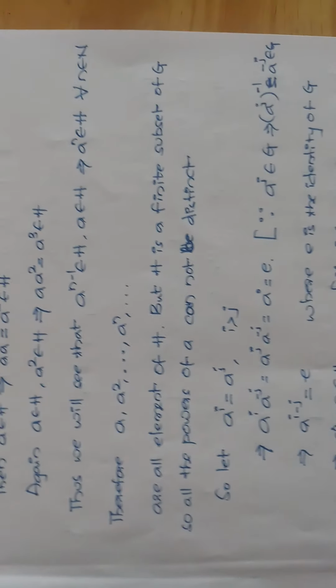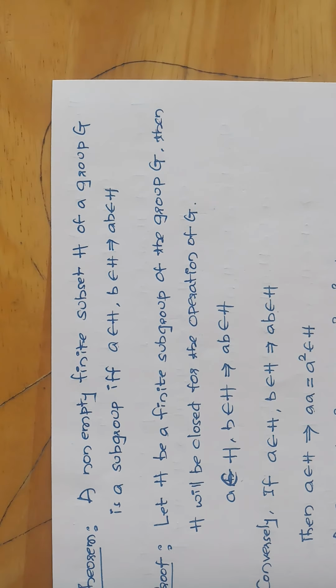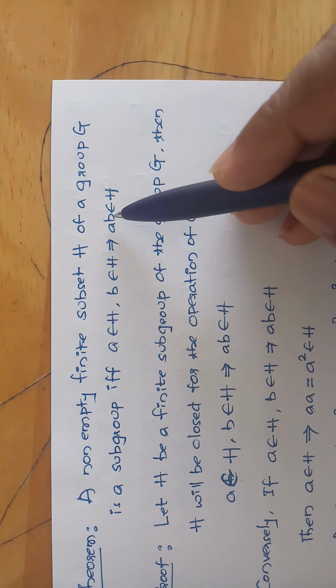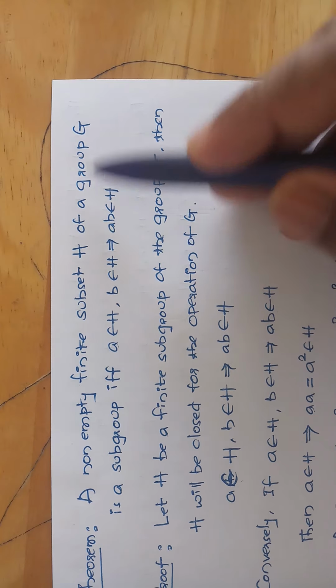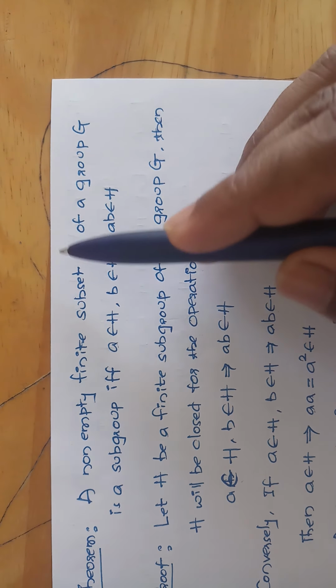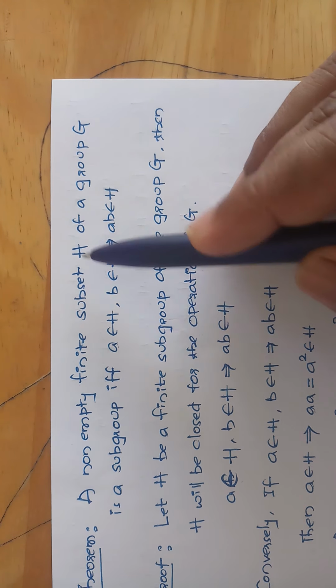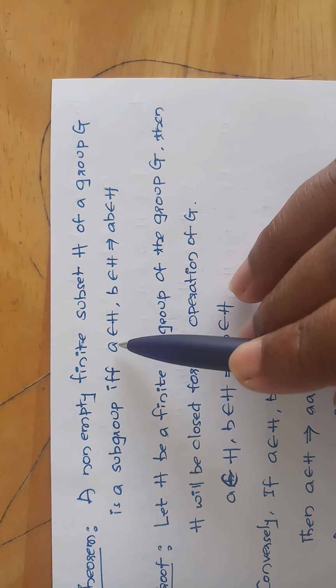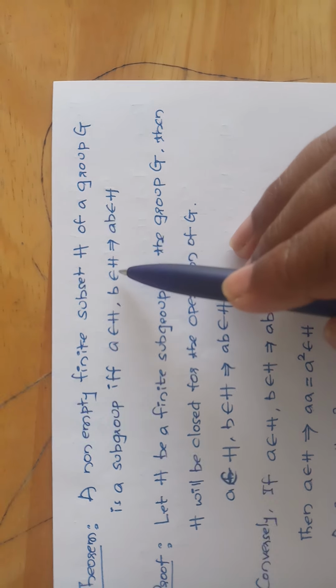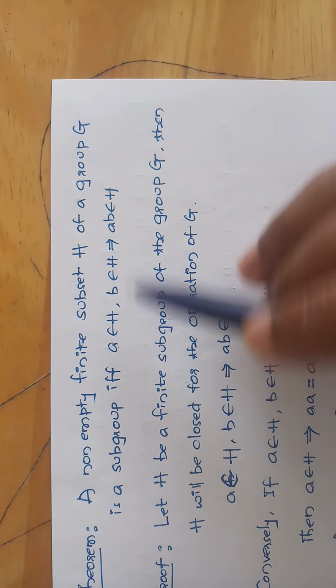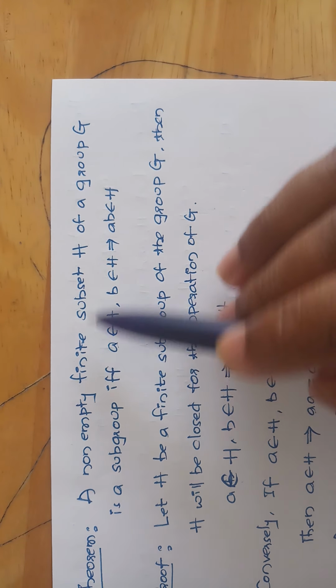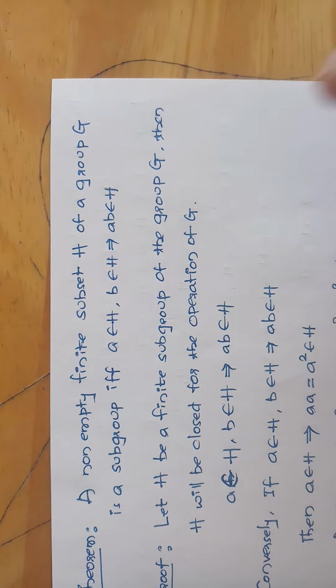So, in this theorem, we have shown first that a non-empty finite subset H of a group G is a subgroup of G if a belongs to H and b belongs to H implies ab belongs to H. Conversely, because H is a subgroup of G and G is a group, H is also a group, so the closure law holds good. So I take two elements, a belongs to H and b belongs to H. Therefore, ab belongs to H. One part is over. So using this, we have shown H is a subgroup of G. Okay, so next result.